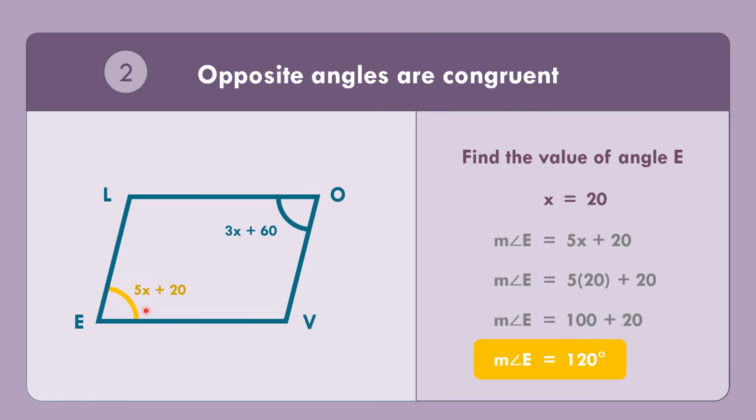What if we need to identify the measure of the angle O? The measure of the angle O is also equal to 120 degrees because angle E is equal to angle O.